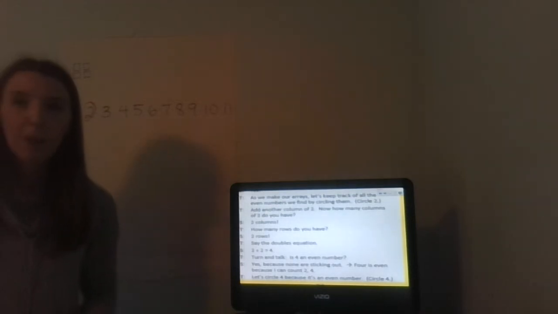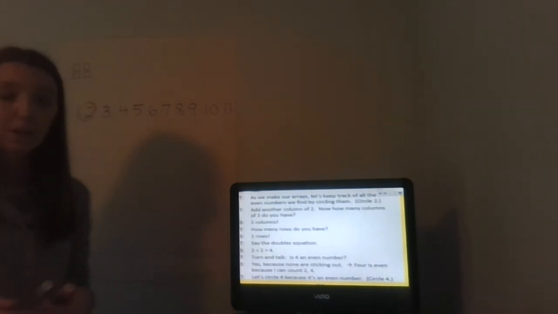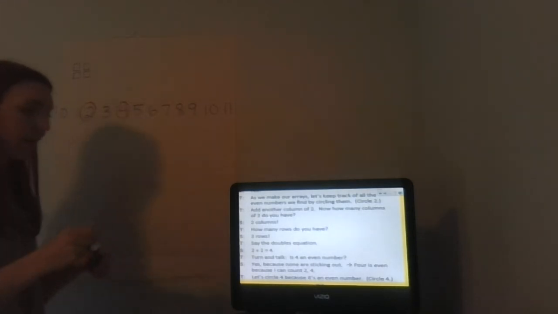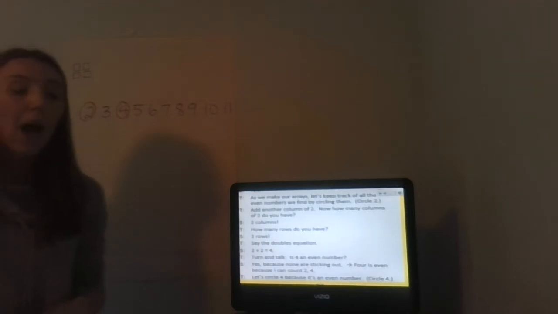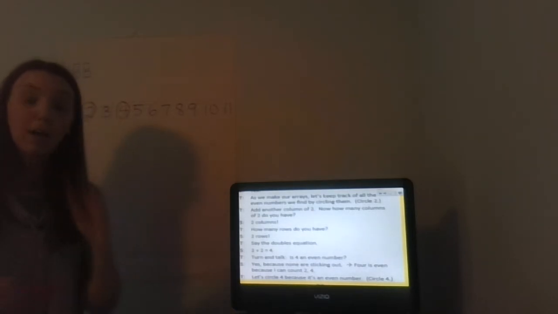Is 4 an even number? I can pair that group. Yes, 4 is an even number. So I'm going to circle 4 on my number line. It's an even number. I'm going to keep going. I'm going to add another column.